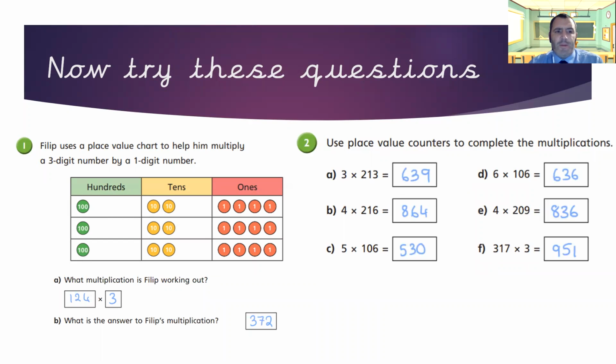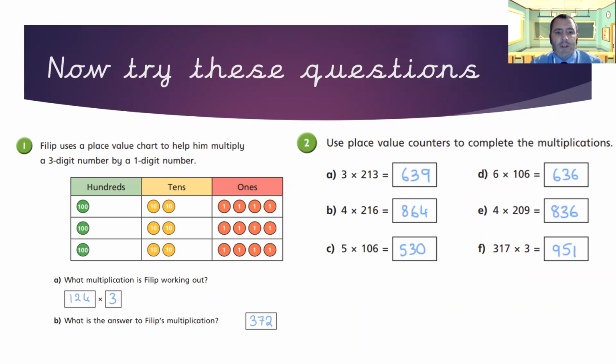So our first question, Philip uses a place value chart to help him multiply a 3-digit number by a 1-digit number. So the first part of our question is asking us, what is the multiplication that Philip is working out? So we need to look at one of the rows. So there's 100, 2 10s and 4 1s. So it's 124. We've got 3 rows that we're using there. So we're going to check that. That's going to be 3. So it's 124 times 3.